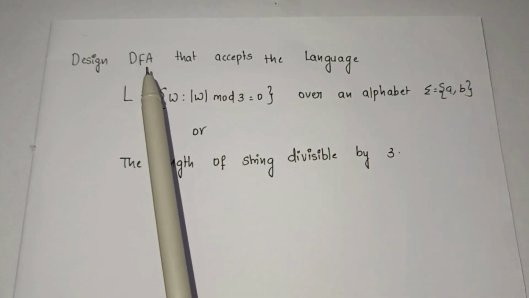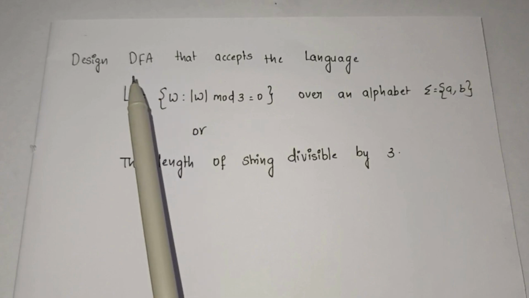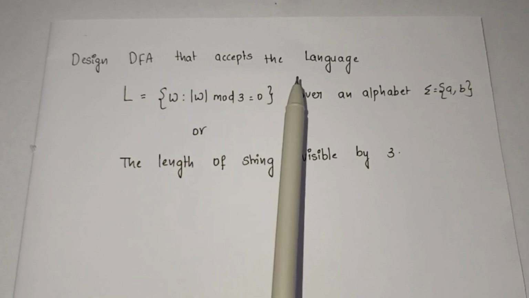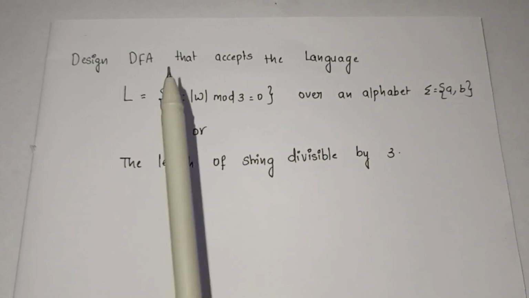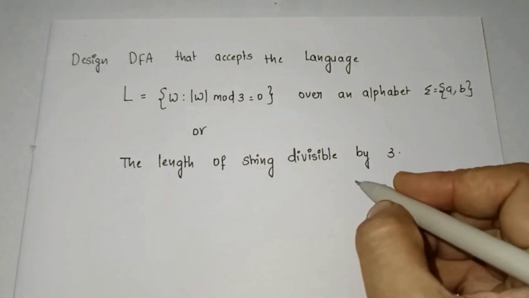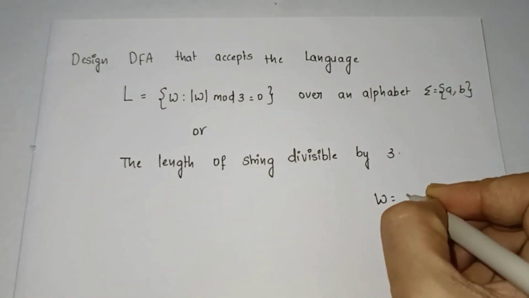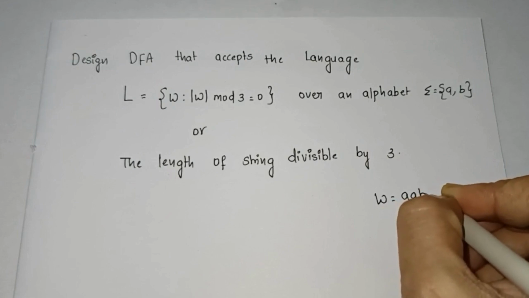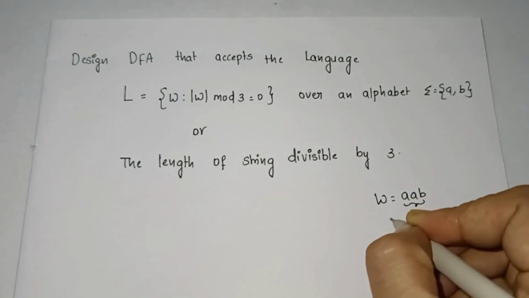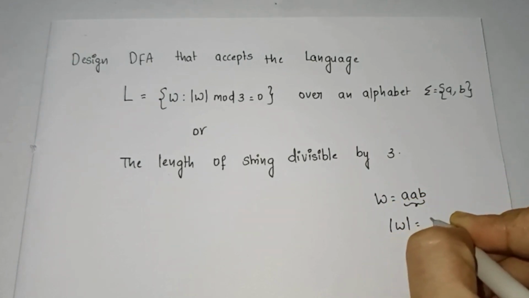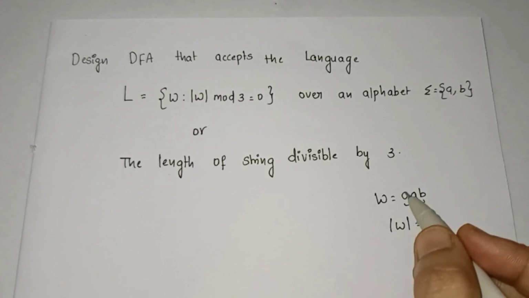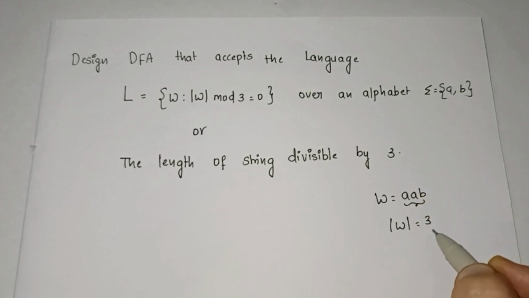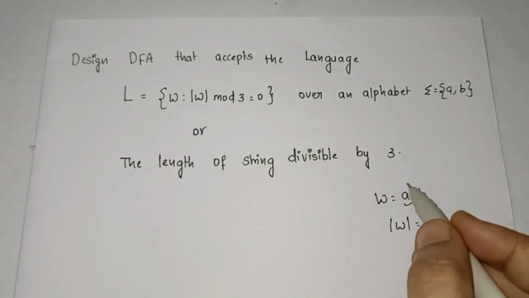So we have to design a deterministic finite automata, that is DFA, that accepts the language capital L equals to, if you take any string, suppose a string W equals to AAB. What is the length of the string? The length of the string is 3. So if you take any string whose length is divisible by 3, then that string should be accepted by our DFA.